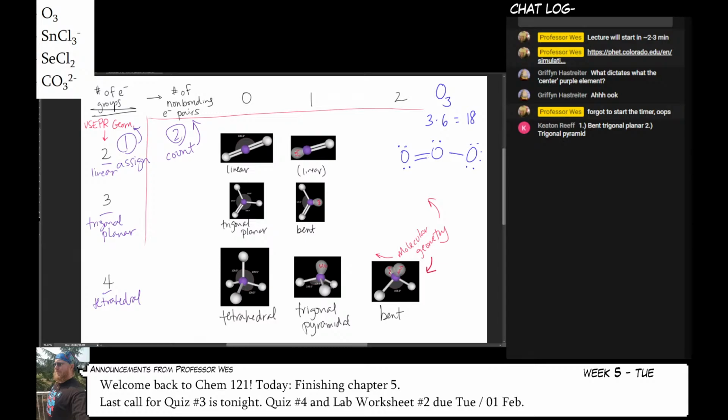Interestingly enough, ozone isn't symmetrical. You might think it is just by looking at the formula. It's got 3 O's in it. But it's not symmetrical in terms of our structure.